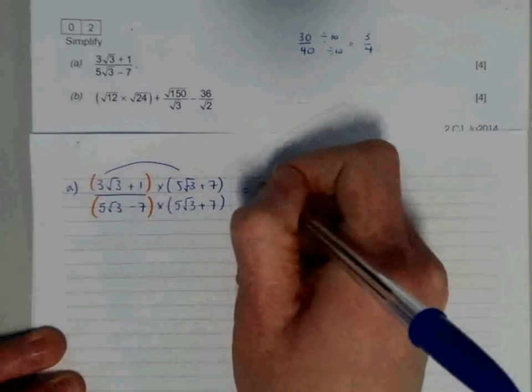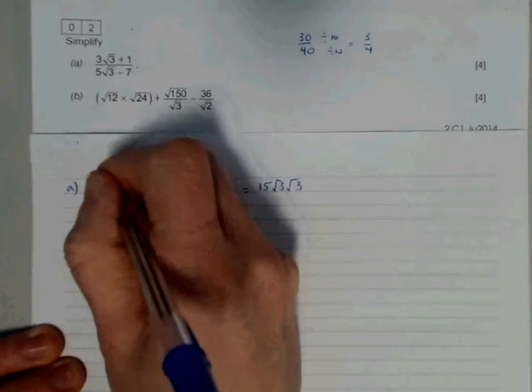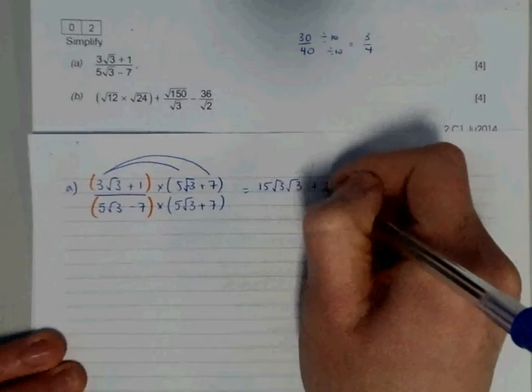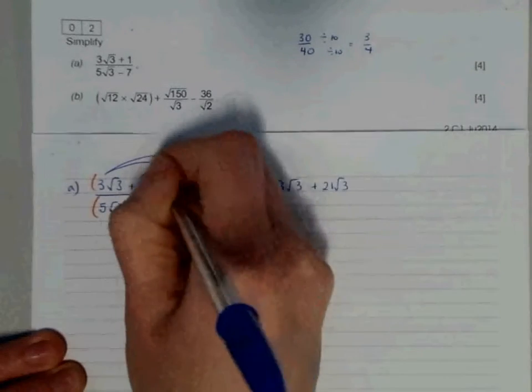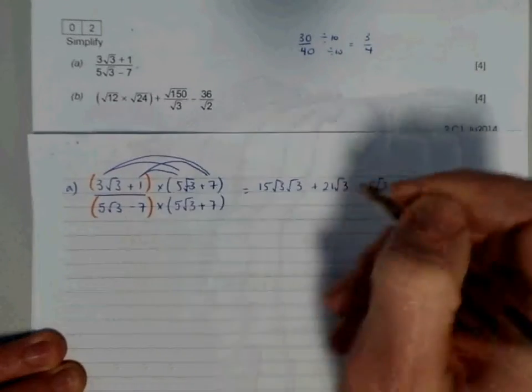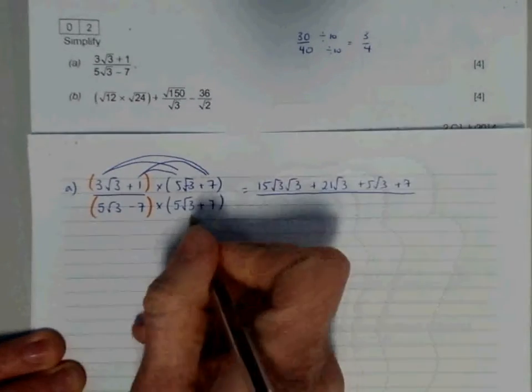Okay, 15 root 3 root 3. We'll come back and simplify all of these at the end. 7 times 3 root 3 is 21 root 3. 1 times 5 root 3, 5 root 3. 1 times 7, 7. Same thing on the bottom line, and we should see why we chose this.